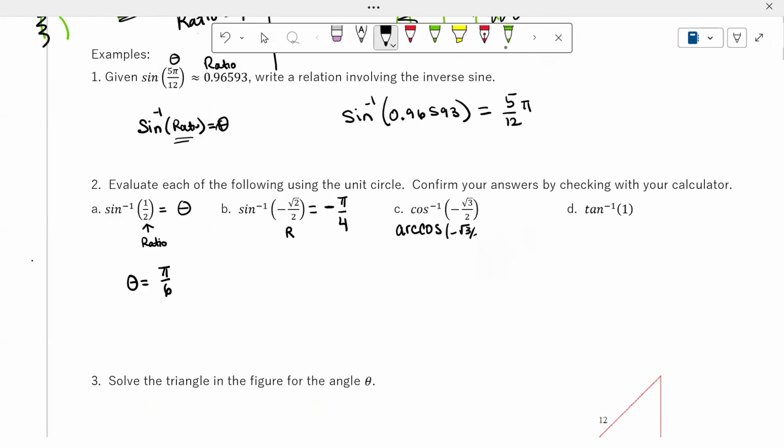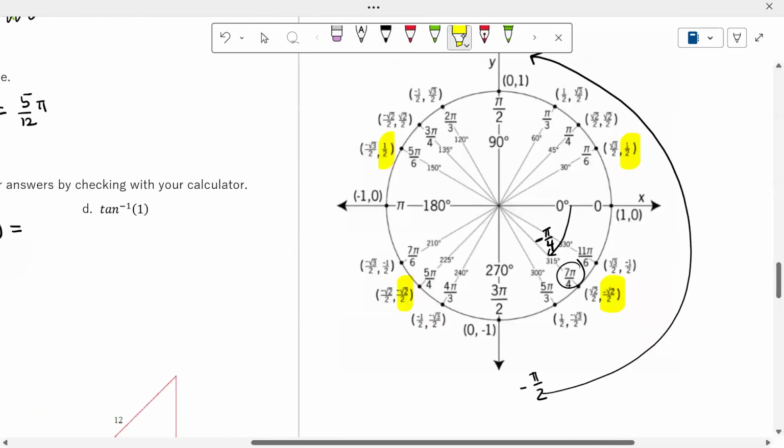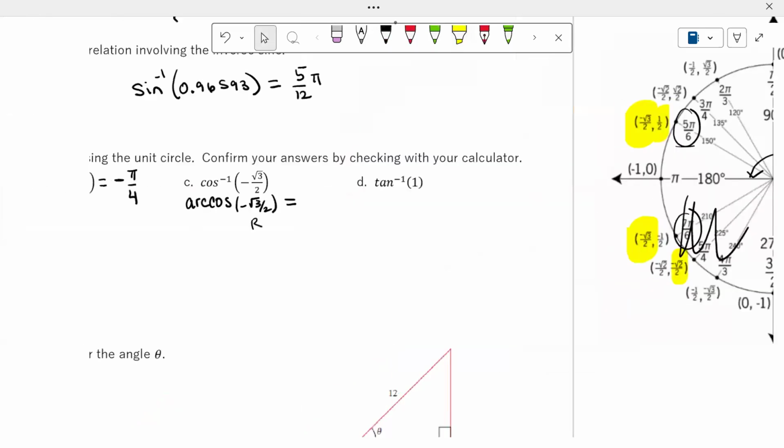Arc cosine, remember we can say arc cosine instead of inverse if we want, of negative root 3 over 2. So again, this is a ratio, and we are looking for the angle. For cosine, negative root 3 over 2 happens here and here. But remember, we don't get to map back to two different places. We only get to map back to one. And for arc cosine, we go from 0 to pi. So the answer is only going to be 5/6 pi.